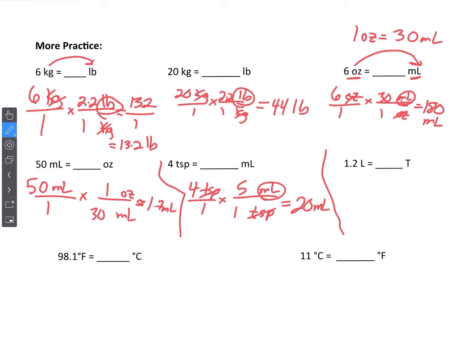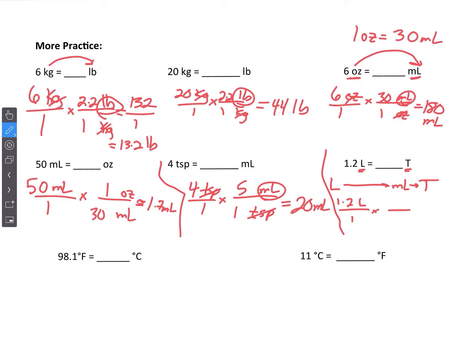For the next one, it's a little bit more complicated. You may not know a direct conversion from liters to tablespoons. I do know, in order to get to tablespoons, if I knew milliliters, I could get to tablespoons. I know that there are 15 milliliters in a tablespoon. So if I can just go from liters to milliliters and then milliliters to tablespoons, I'd be good. So this is the dimensional analysis that I'll do. I'm mapping this out first.